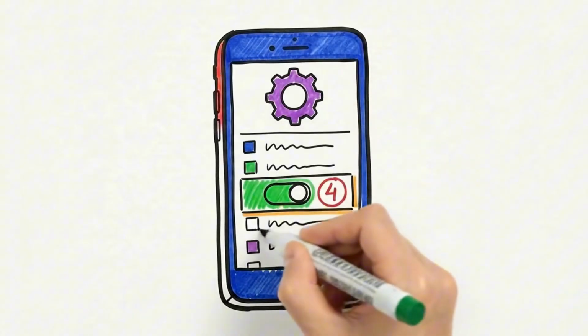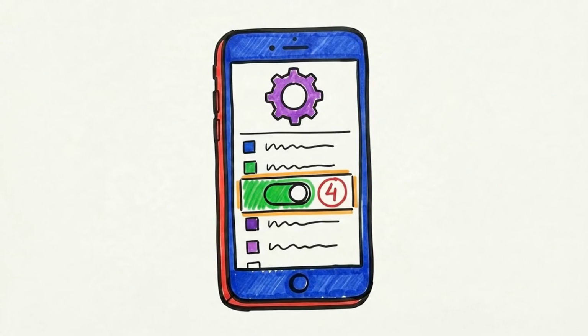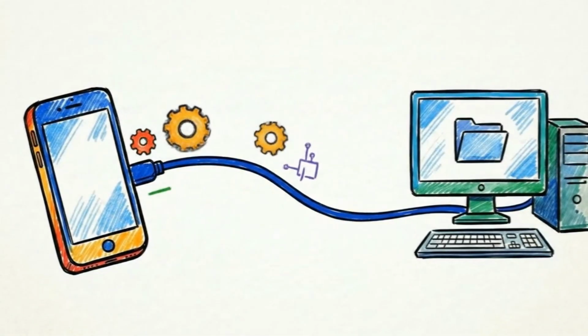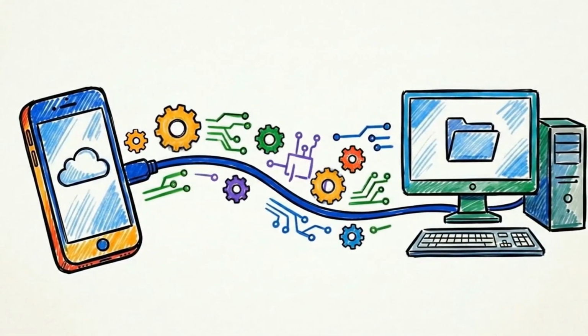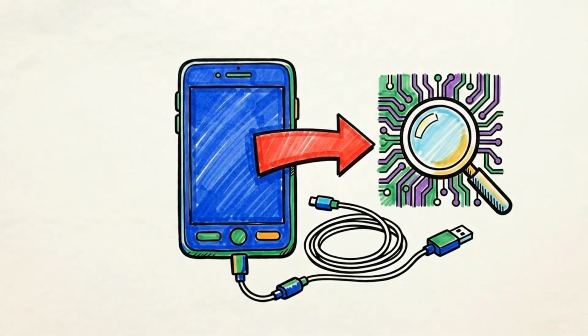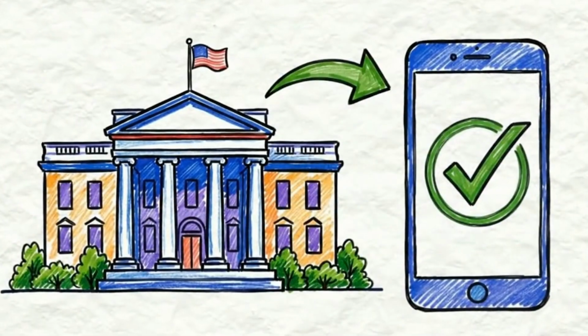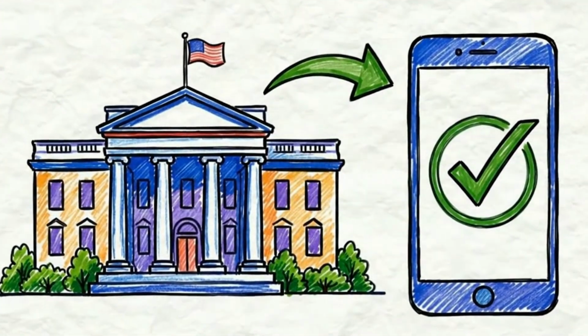Number 4, having USB debugging enabled on an Android phone without realizing it. USB debugging is a developer feature. It lets a computer connected to your phone communicate directly with the operating system, which is exactly what some forensic extraction tools rely on. Here is the good news, straight from Google's official Android help pages.